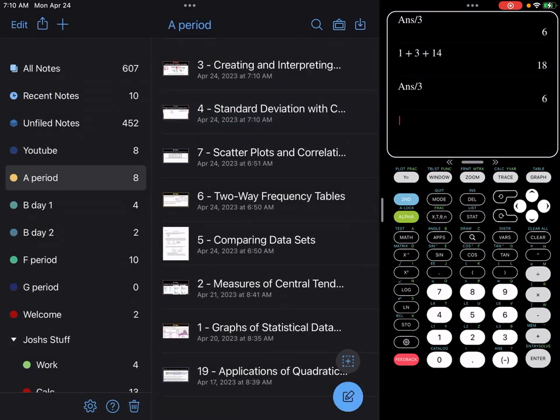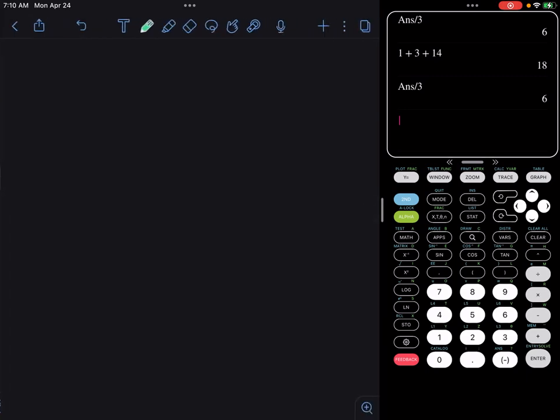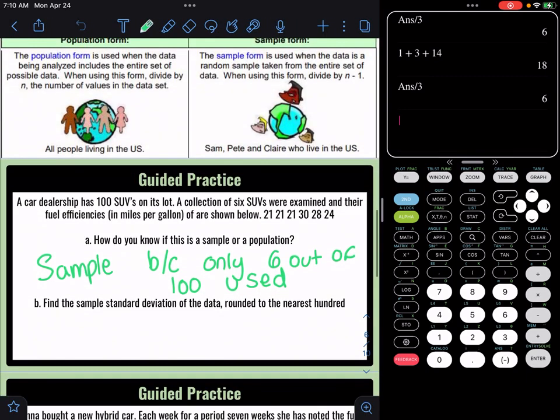So let's look at this. Alright, so I'm going to type these into my list spreadsheet: 21, 21, 21, 30, 28, 24. Alright, then I'm going to click menu, stat calc, and then one variable statistics. I'll click OK. And when I am looking for the sample standard deviation, I look for that Sx button, and it says rounded to the nearest hundredth, which would be 3.97.